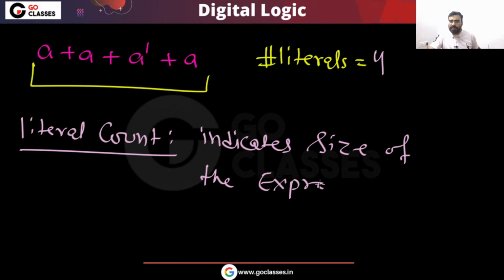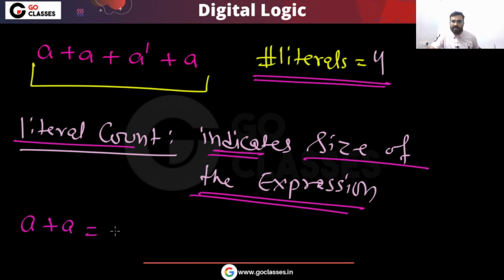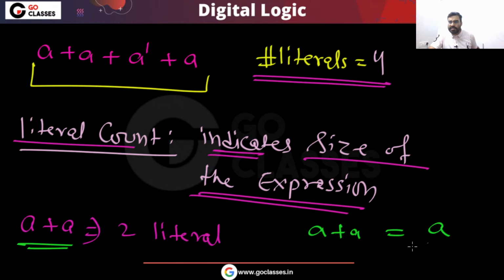Remember, this literal count indicates the size of the expression. How big is your expression? In this expression we have a total of 4 literals. For example, in this expression we have a total of 2 literals. So the literal count tells you the size of your expression. Remember, this and this are both the same: A plus A is the same as A. But you can notice this is a big expression and this is a small expression.